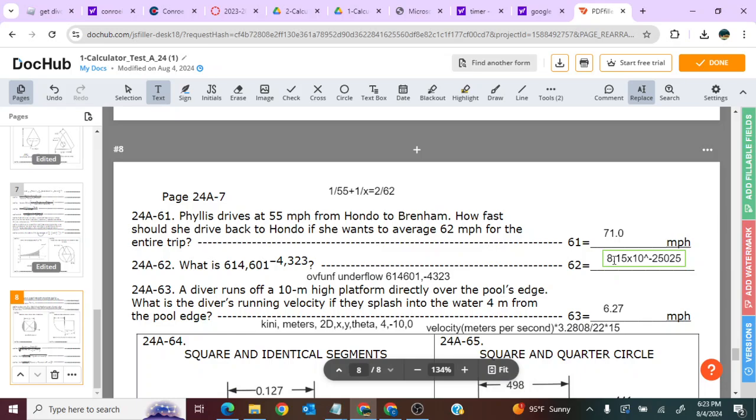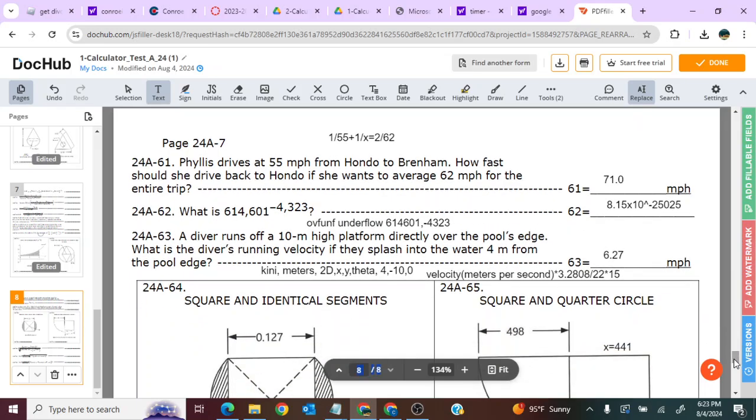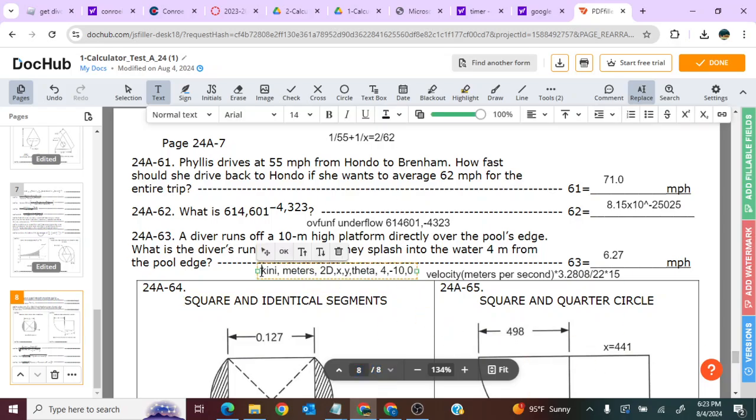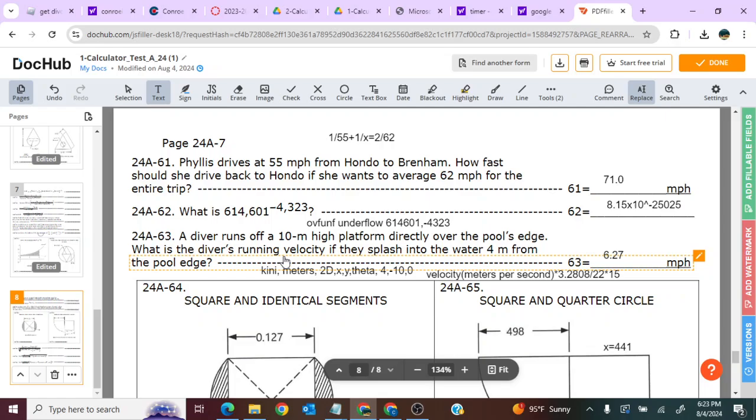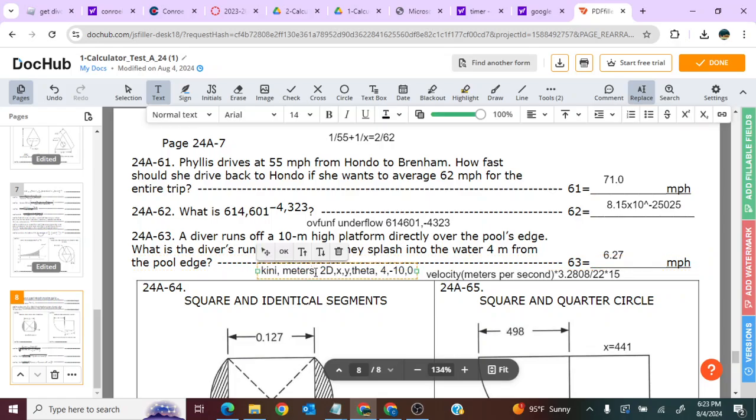63, a diver runs off a 10-meter high platform directly over the pool's edge. What is the diver's running velocity if they splash into the pool 4 meters from the pool's edge? This is the only time we've seen them use meters. I have no idea why they use meters, but they did. So now our kinematics program has a meters option in it. Kinematics meters, 2D. You're given x, its change in x, your change in y, and you're indirectly given the angle of jump.